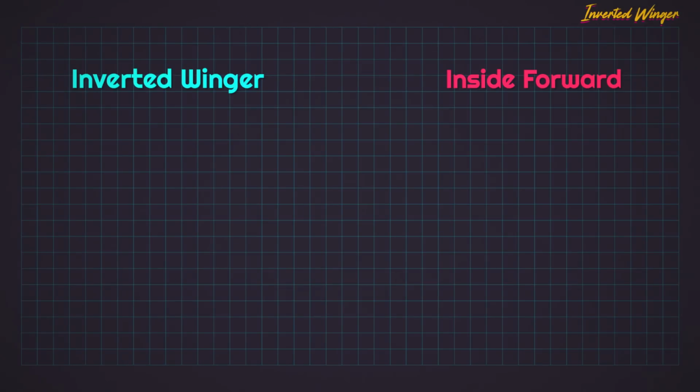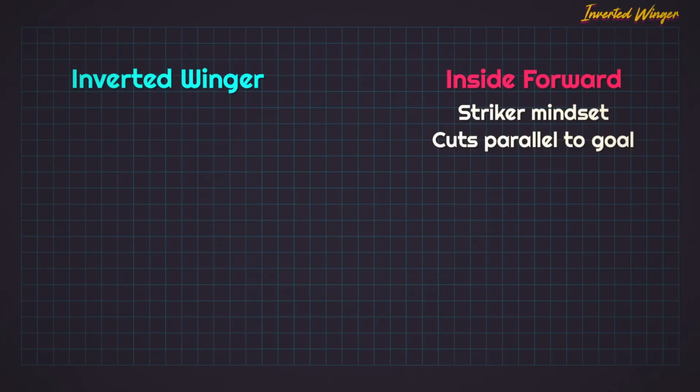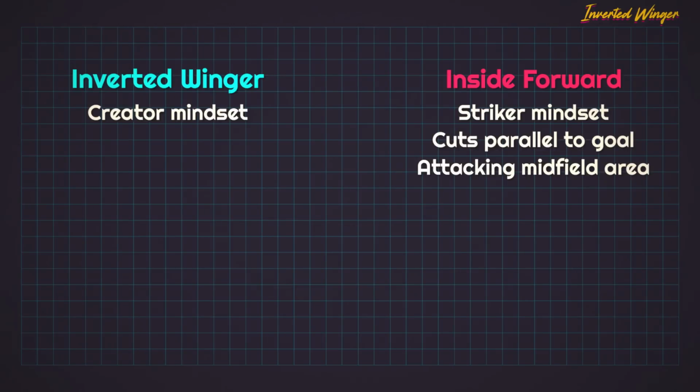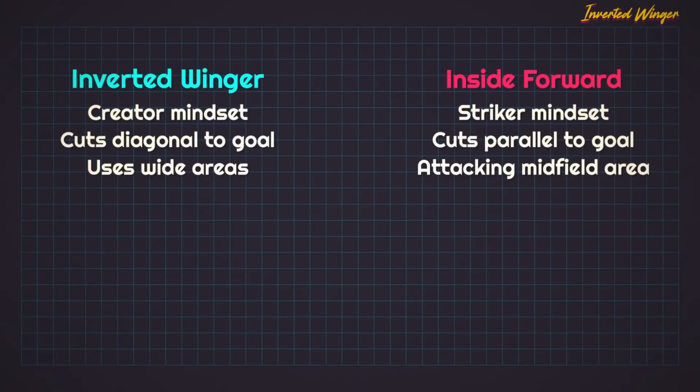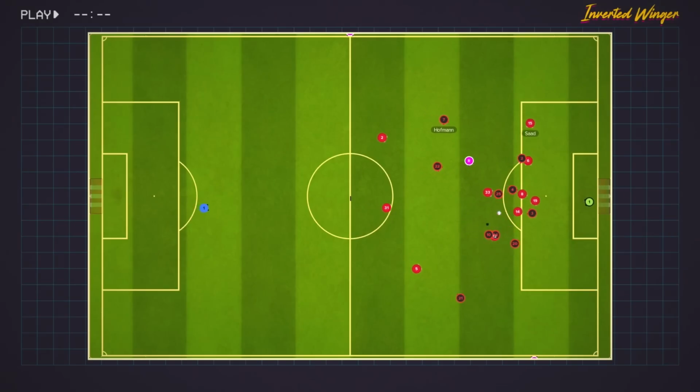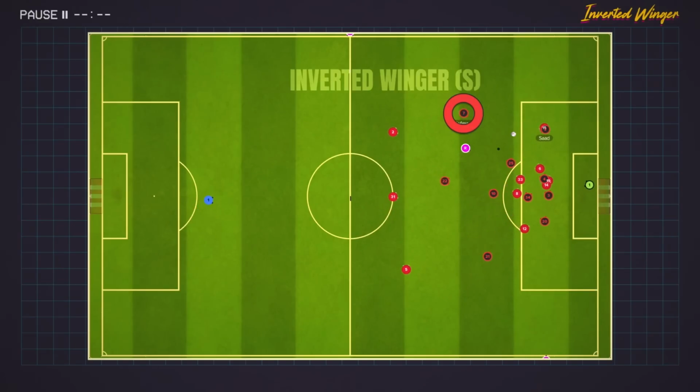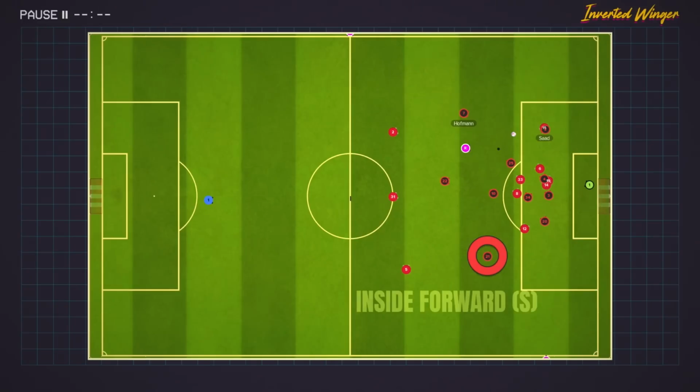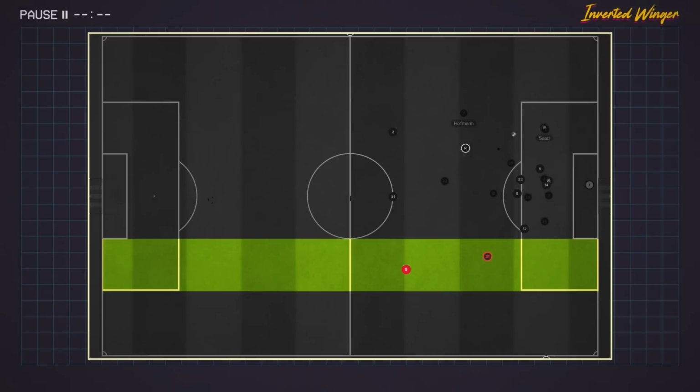An inside forward has a striker mindset, with an emphasis on scoring, cutting parallel to the goal, and using the attacking midfield area. The inverted winger has a creator mindset, cutting diagonally, and can take advantage of the wider areas. Let's first look at their off-the-ball movement. We're defending in our own half, and the inverted winger gets the ball. This is the inside forward, who's going to stay in this half space.